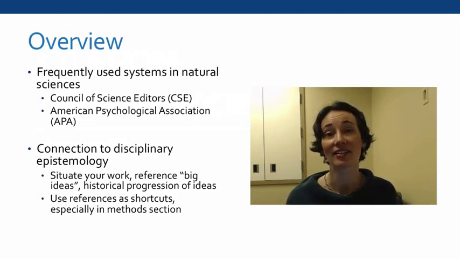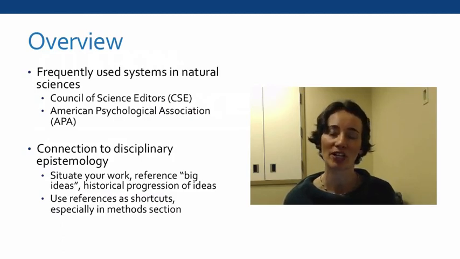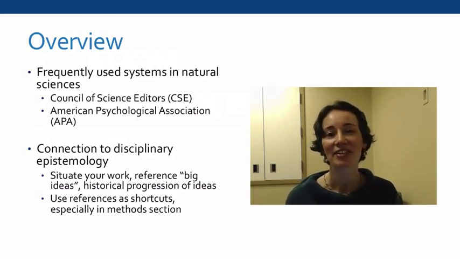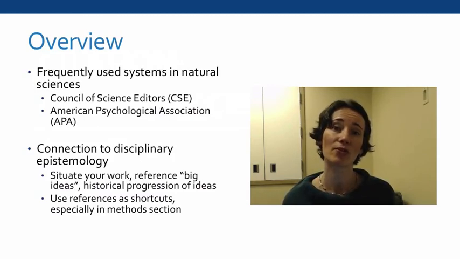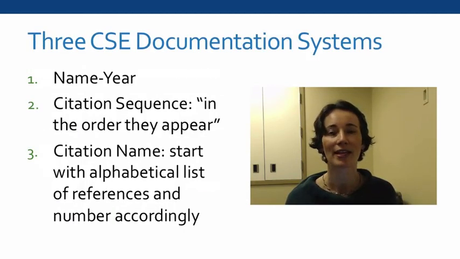We use citations a lot in the sciences. We use them to show the historical progression of ideas, to situate our work, and to also build our own credibility as a scientist by citing the most important papers in our particular field. We also use references sometimes as shortcuts. For example, if we're using methods that have already been described elsewhere, we can use citations to refer our readers to those other papers for a fuller description of our methods.